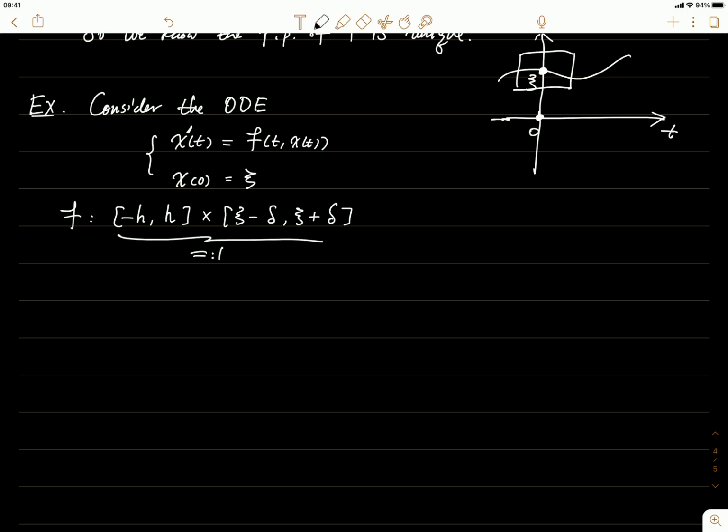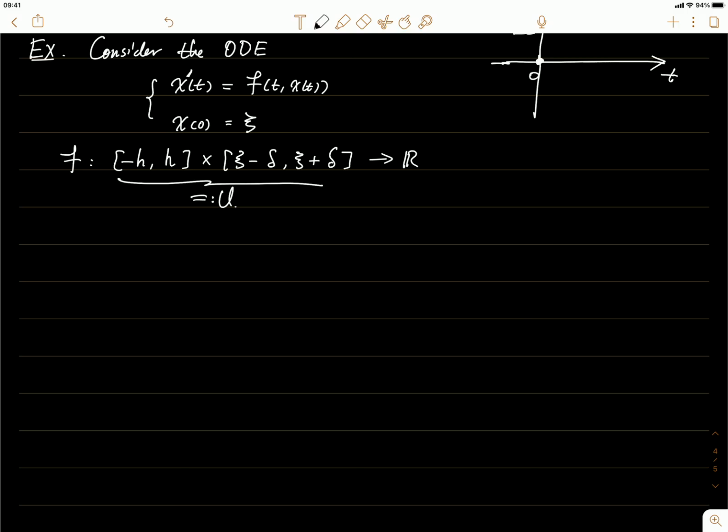Okay, and so I denote this one by U, and f is going to be a mapping from that U to R. Let's say that this one is continuous. Assume that it's continuous, and M is to denote the maximum value of this function over that U. So for a point (t, x) in U, we have f of (t, x). So M, capital M, is the maximum value of this absolute value.